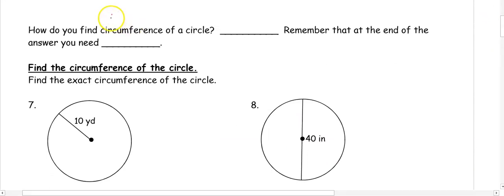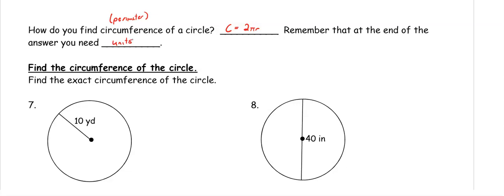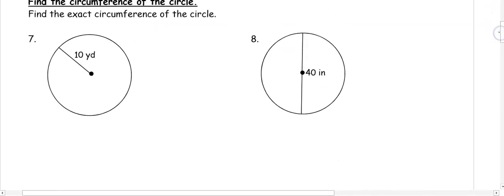Now, circumference of a circle. To find that, we're going to use circumference equals 2 pi r. When we do this, we need to always have the units. It's not squared anymore because, like perimeter, it's just your regular units. So in number 7, we want to find the exact circumference of the circle. So we would have 2 pi times 10, which would get us 20 pi yards. In number 8, 40 is a diameter, so we need to split that in half into 20 and 20. So we would have 2 pi times 20, which would be 40 pi.